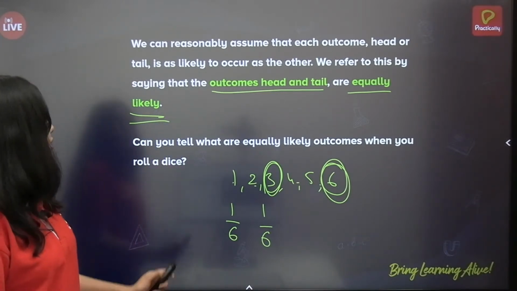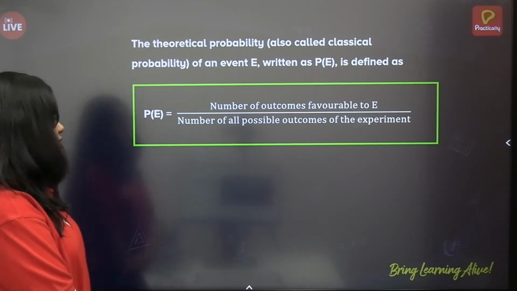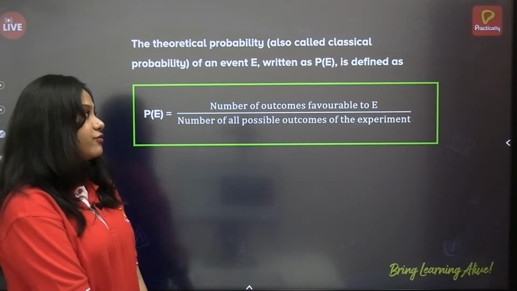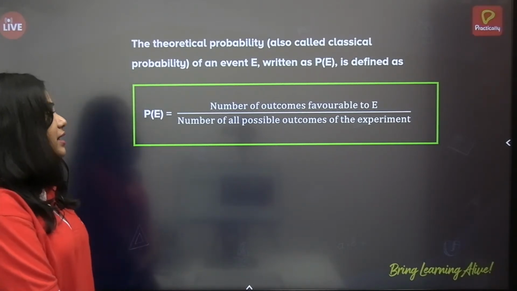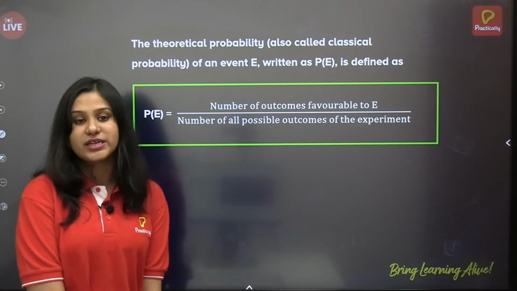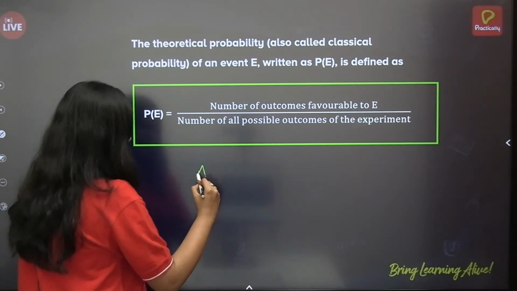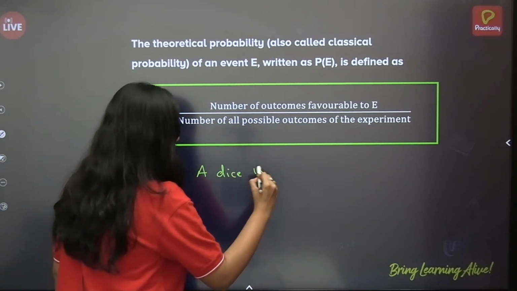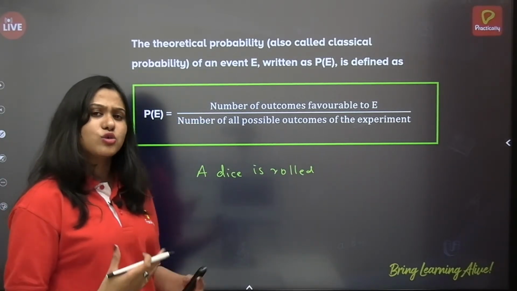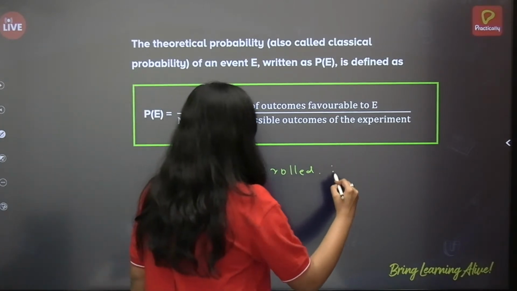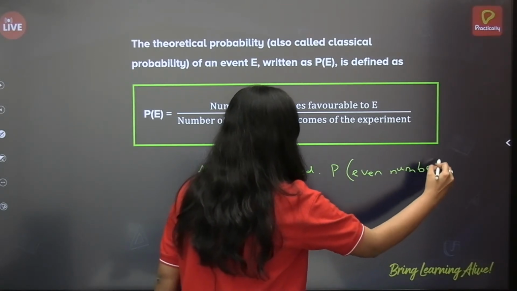Okay? Next. The theoretical probability, also called classical probability, of an event E written as P of E, is defined as number of outcomes favorable to E by number of all possible outcomes of the experiment. Of course, right? So let me just take an example. A dice is rolled. Now I want to find the probability of an even number. Can you all tell me what is the probability of getting an even number?